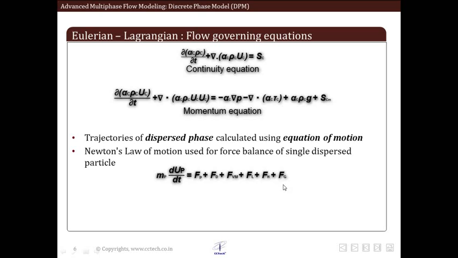So here all different forces which arise by interaction of the dispersed phase with the primary or the continuous phase are included. Fd is the drag force, Fp is the pressure force, Fvm is the virtual mass force, and Fg is the body force. We will study these forces one by one. Lift force is also included, as well as force due to gravitational acceleration.